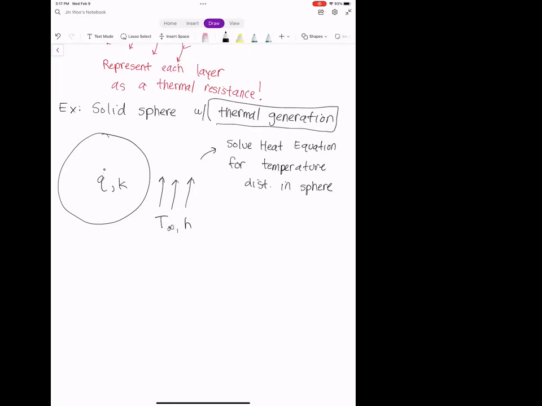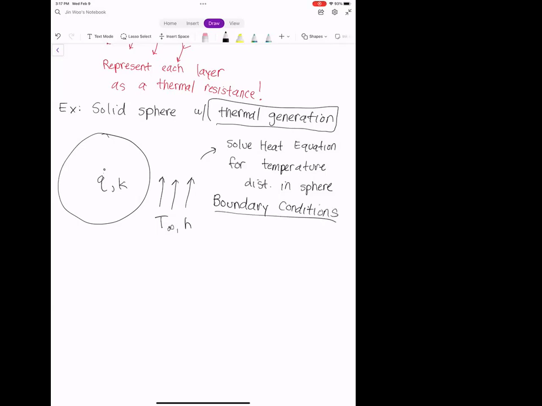And so the thing that's different about this problem is that we have thermal generation, and so you're going to have to leave that in the equation. The other complicating thing about this example is the fact that we have a solid sphere, and so we don't have any inner radius at all. And that presents an interesting problem when you're listing out the boundary conditions.